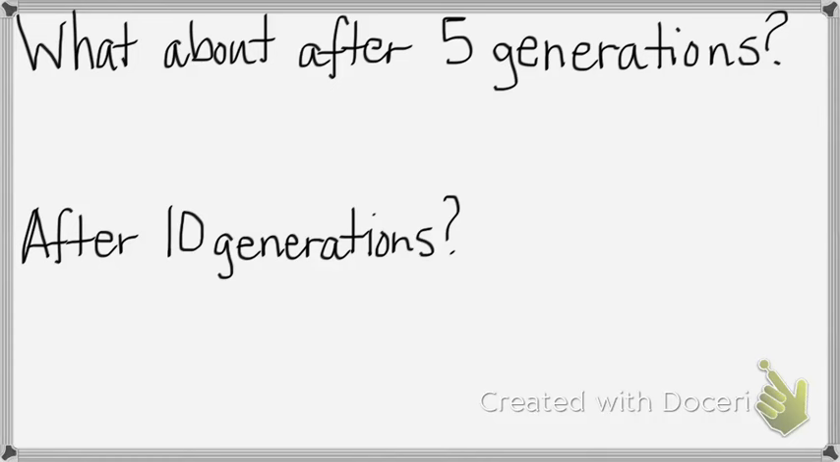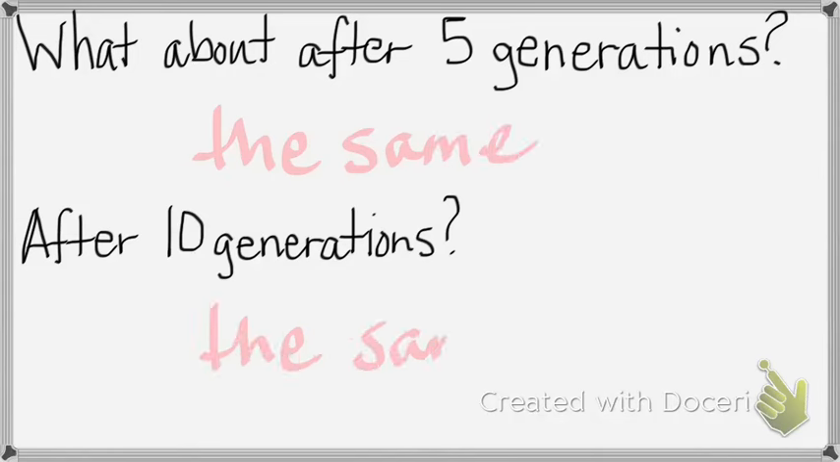What about after 5 generations? The same. How about after 10 generations? The same. Because if a population is obeying Hardy-Weinberg, it's not evolving. It's in equilibrium.